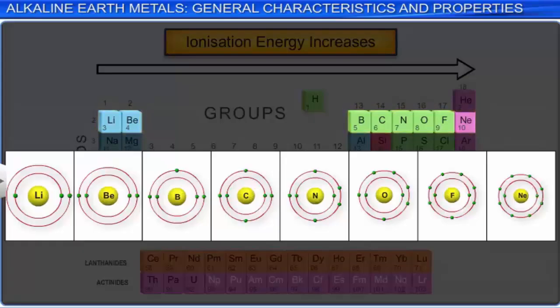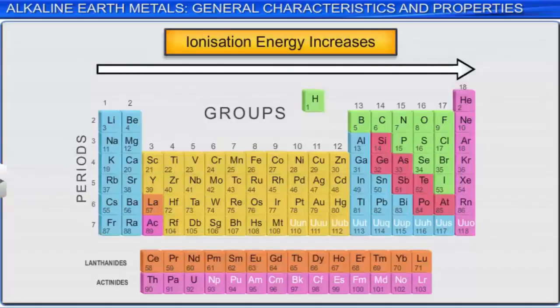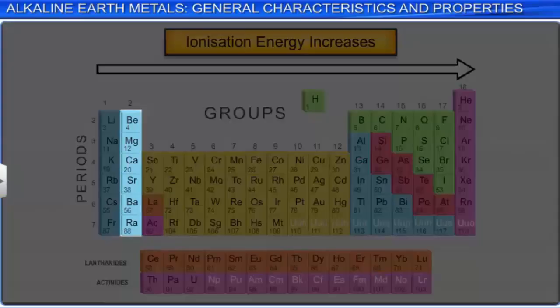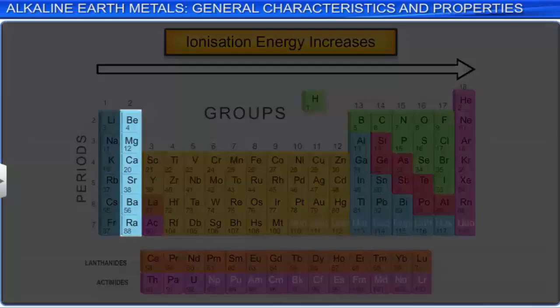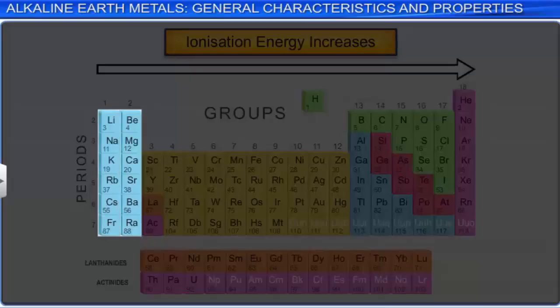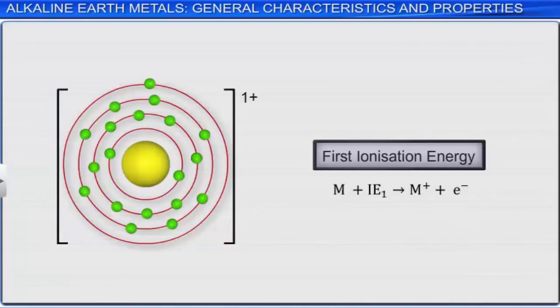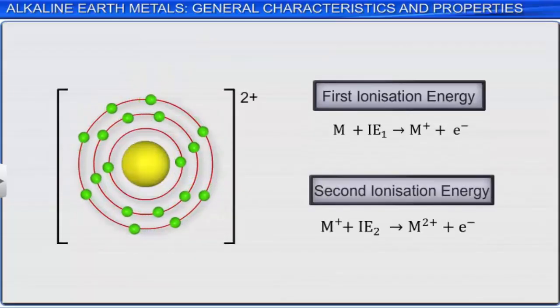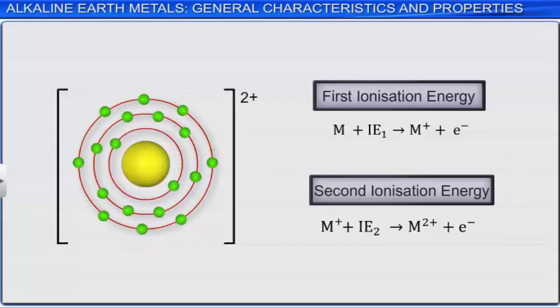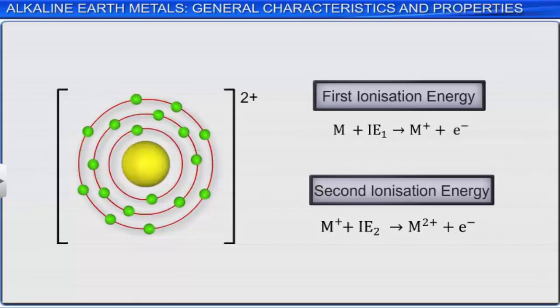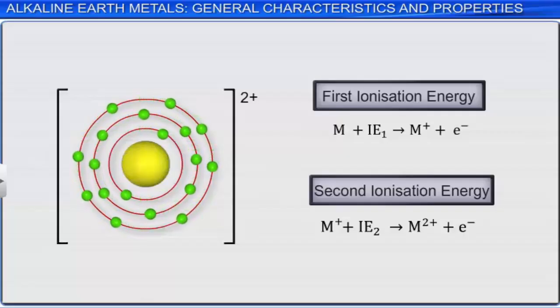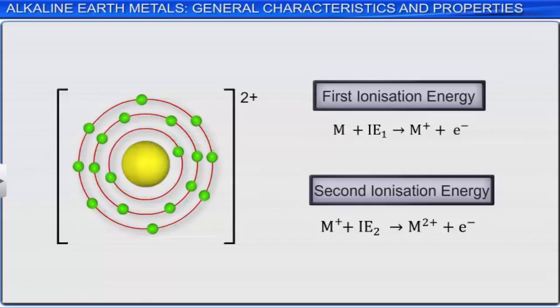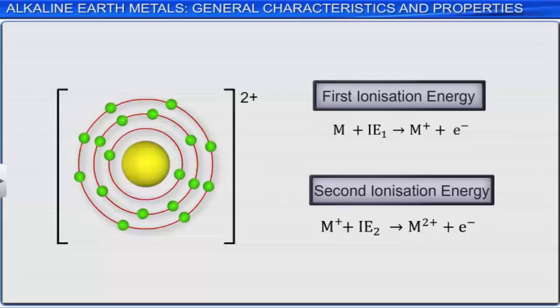The second ionization energy is the energy required to remove the second electron, once the first electron has been removed, as indicated in the equation here. Generally, second ionization energies are higher than first ionization energies. One interesting fact you should know: the second ionization energies for the Group 2 metals, that is, alkaline earth metals, are lower than the second ionization energies for the Group 1 metals, that is, alkali metals.